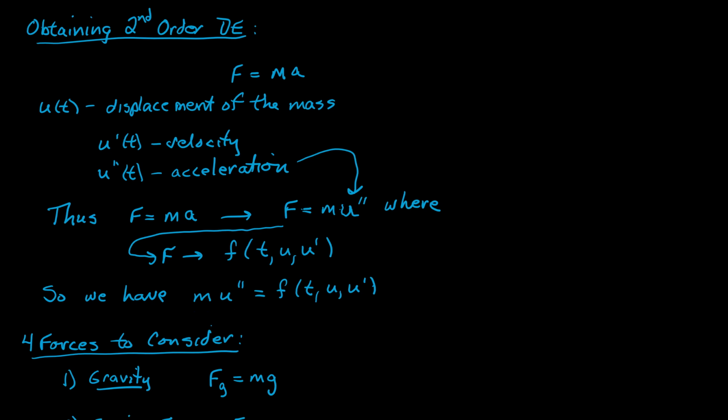This then gives us an equation where we have m times u double prime, the second derivative, is equal to some function that involves u, u prime, and some type of a constant t.